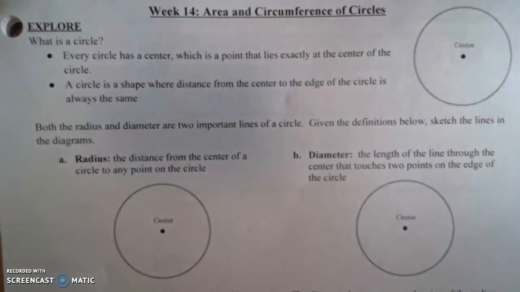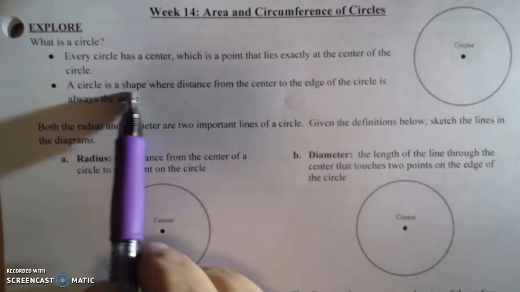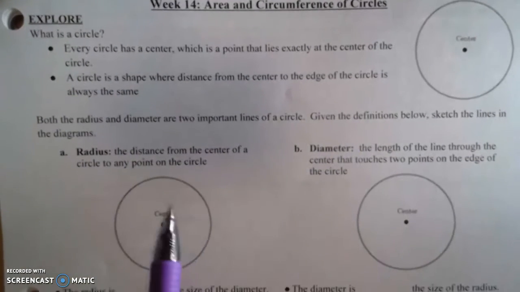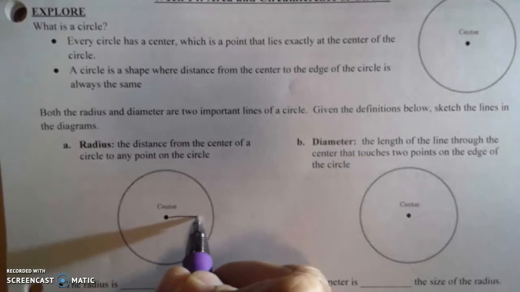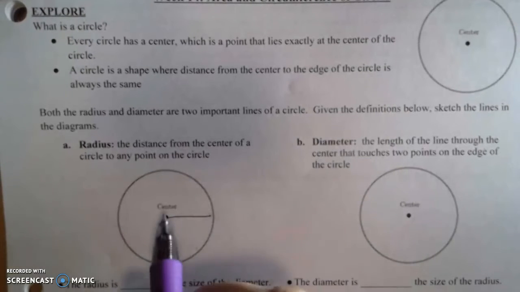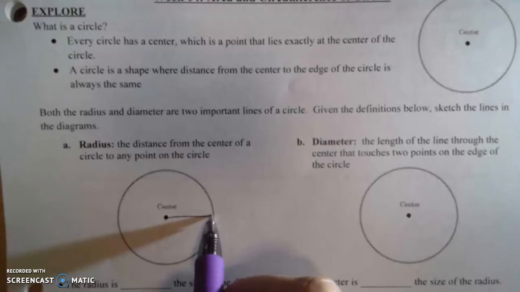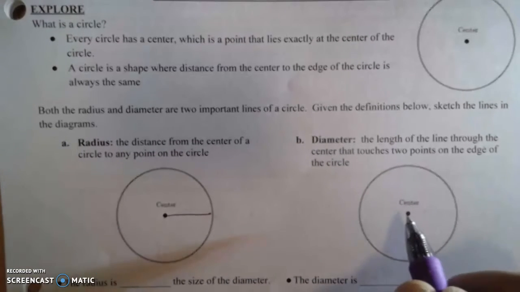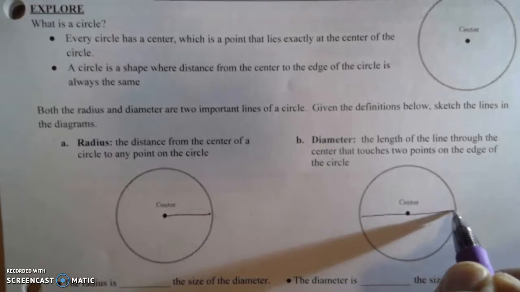The circle is a shape where the distance from the center to the edge is always the same. Okay, the radius is the distance from the center to the edge of the circle. And the diameter is the distance all the way across.